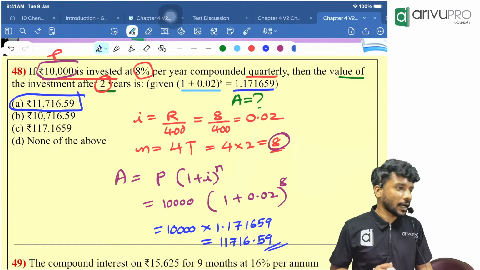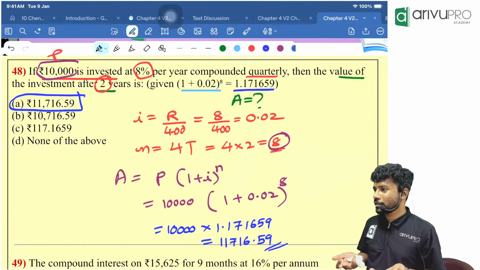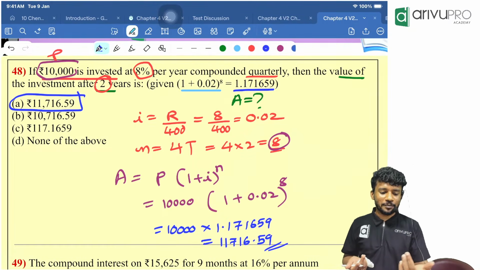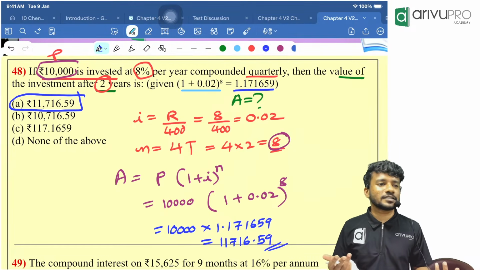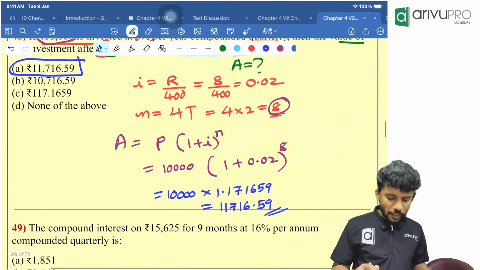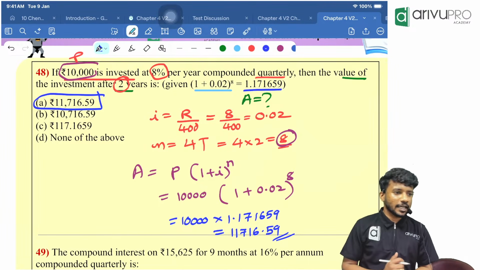Okay, understood? Yes. Then, how to find the compound interest? Amount minus principal. This value minus 10,000 will give you how much? 1,716.56 will give you the compound interest, but they did not ask that question. Okay, fine. Understood till here? Everyone is trying.